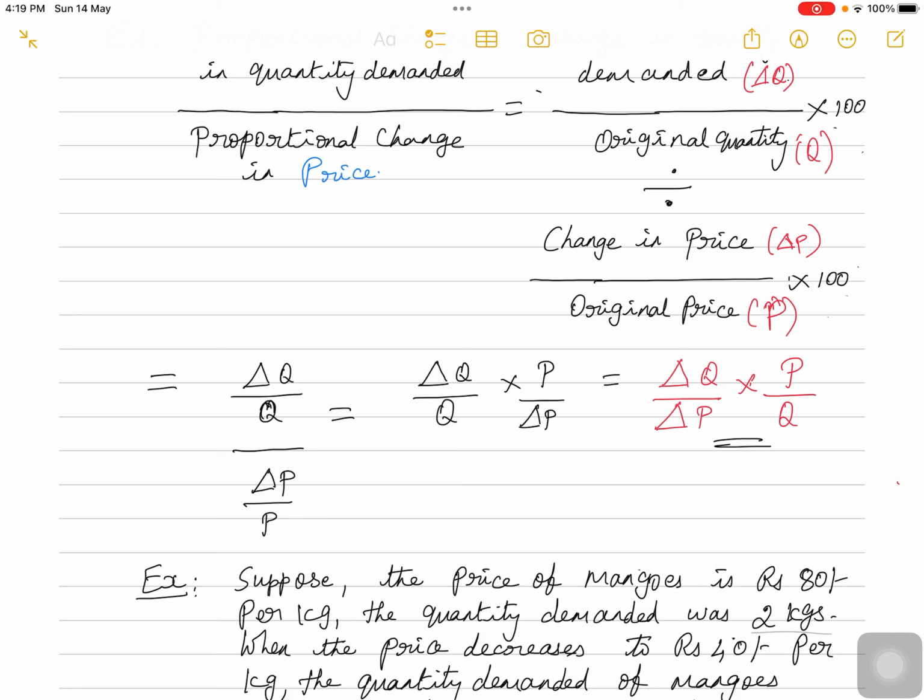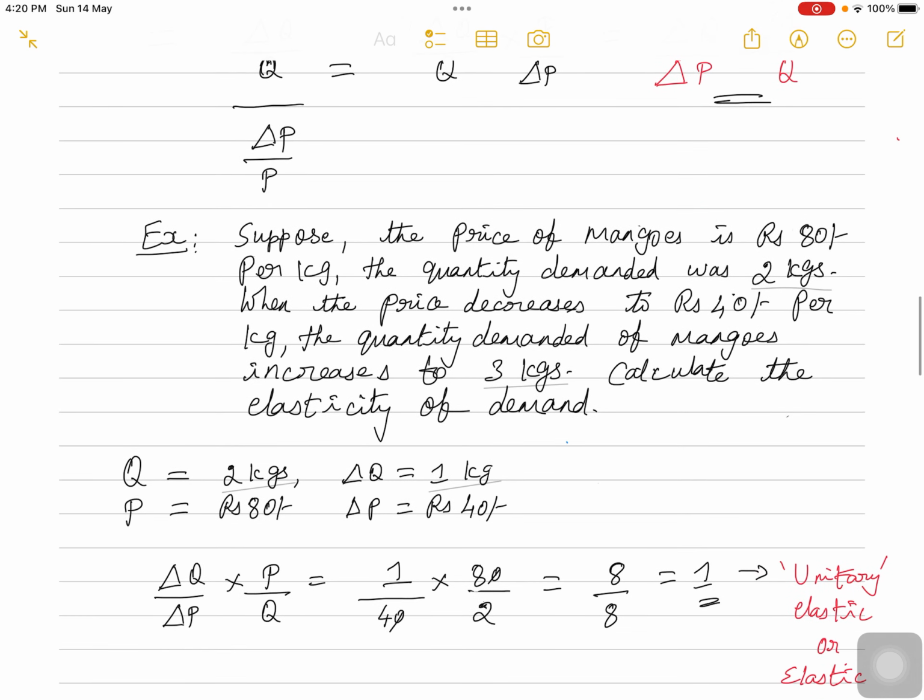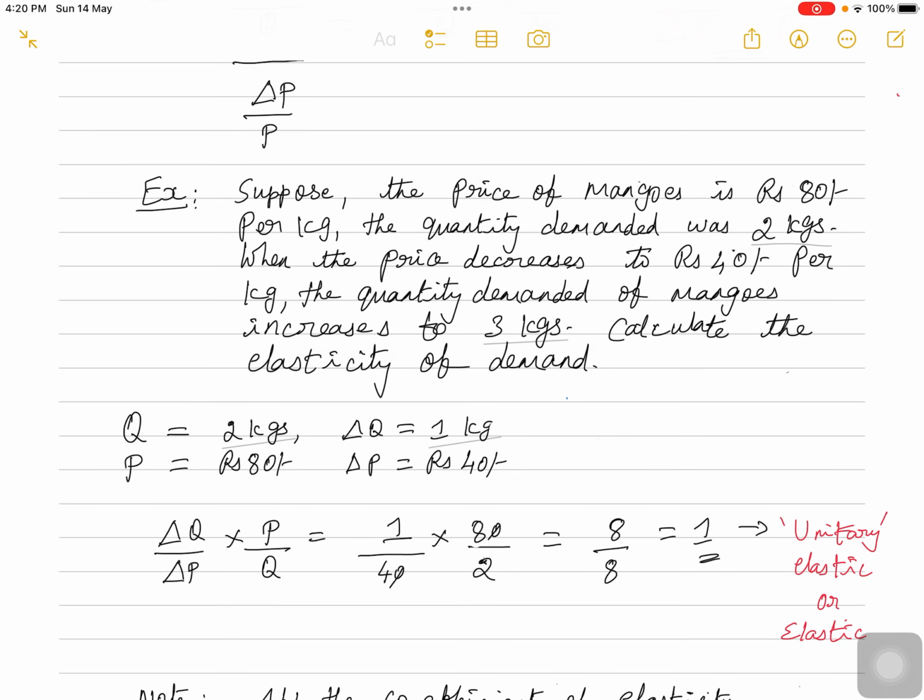So how do you arrive at the final formula? Delta Q divided by Q multiplied by the inverted term. When you move it from the denominator to the numerator, it reverses, so delta Q divided by Q multiplied by P by delta P. Finally you have the formula delta Q divided by delta P into P by Q. Remember this: this is the formula for the proportional method, delta Q divided by delta P multiplied by P by Q. Again I have given you a simple example. We'll take the case of mangoes only. Instead of percentages, let us find the numerical value of the elasticity of mangoes, given how much the price and demand change.